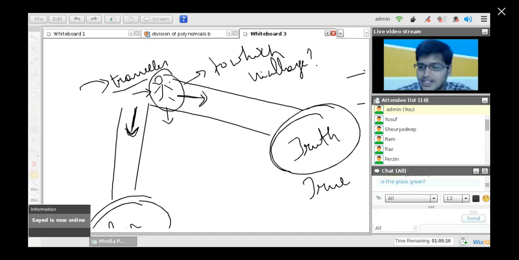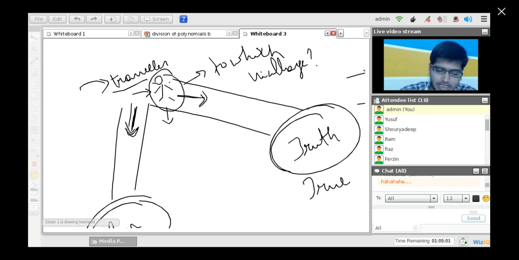Is a grass green, Virgin? Again I'm saying, is a sky blue, is a grass green, is a pen writing? These kind of questions will not suffice for the traveler because he can only ask one question. Yes, he wants to know the way, right? He wants to know which direction leads to liar and which direction leads to truth.